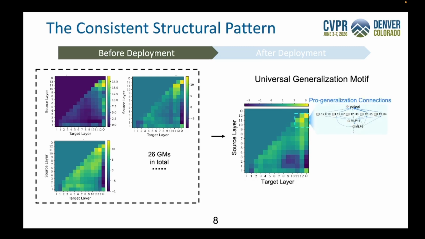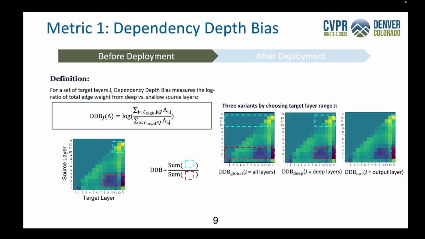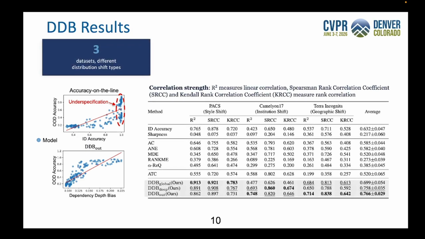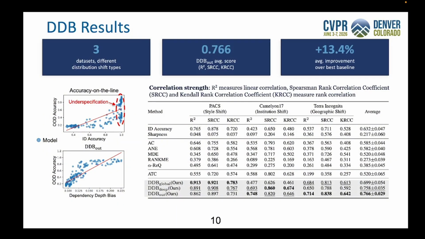The upper right region is dominated by positive values, indicating that deep layer connections are generally pro-generalization. The lower region is mostly negative, suggesting that shallow layer connections, including shallow-to-deep shortcuts, are anti-generalization. With this analysis, we define our first metric for the pre-deployment stage, the DDB metric. Because we want the metric to be maximally correlated with the performance, we simply define DDB as the positive correlation part divided by the negative correlation part. We also define three variants of DDB by choosing different target layer ranges. As a result, the DDB metric mitigates the underspecification problem, and quantitatively, we evaluate the metric on three datasets with different distribution shift types. The best DDB variant achieves an average correlation score of 0.766, which is a 13.4% improvement over the best baseline.